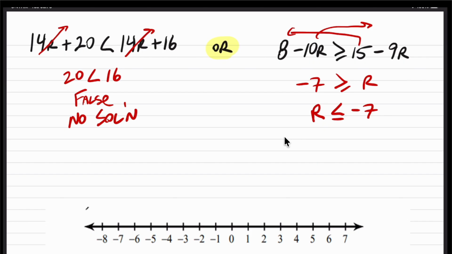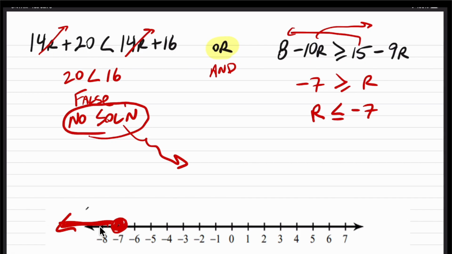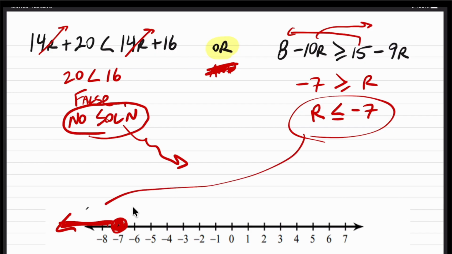So for our final solution, we're going to have R is less than or equal to negative 7, which would be down here. And this contributes nothing to the final solution. Now, the total is not no solutions. If this was an AND, then it would be no solutions. Once you have no solution in part of an AND problem, that means the final solution is going to be no solutions. But this is an OR problem. So while the no solution section does not contribute to the final answer, this one does. So that is your final solution.